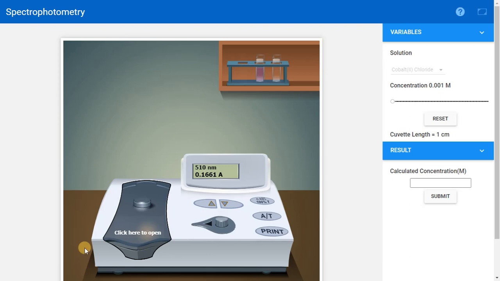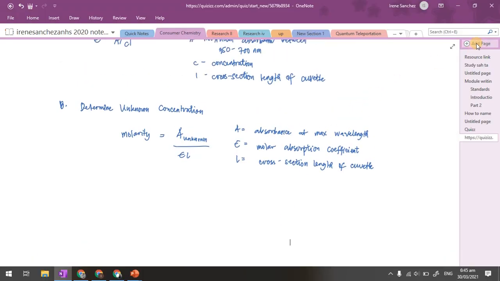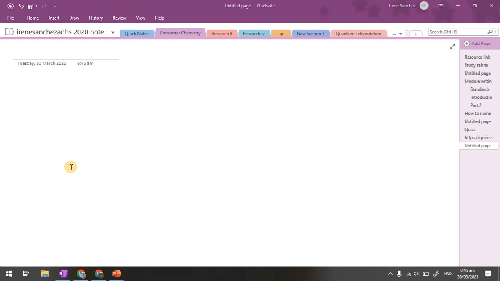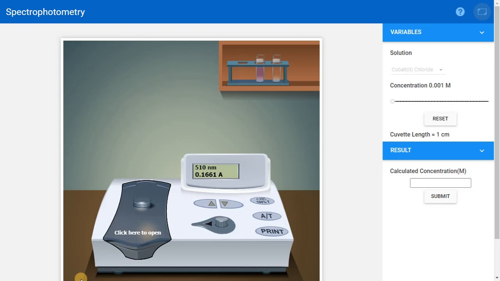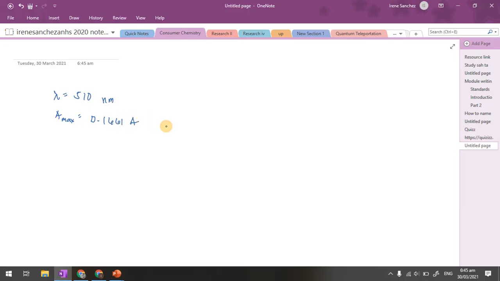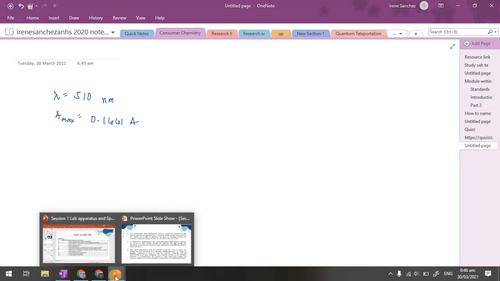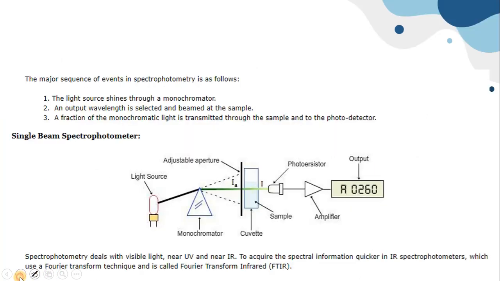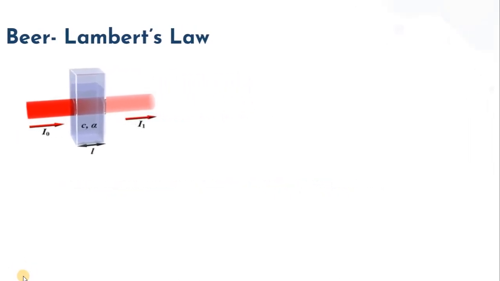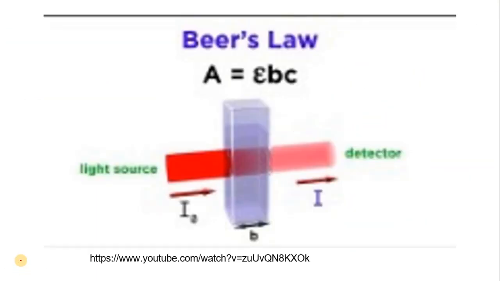So we can go to this part here. You have another notebook. The wavelength is 510 nanometers and the absorbance maximum is 0.1661. So take note of that. Okay, let's go back to our form. Now we can solve for it later because you already watched the video.